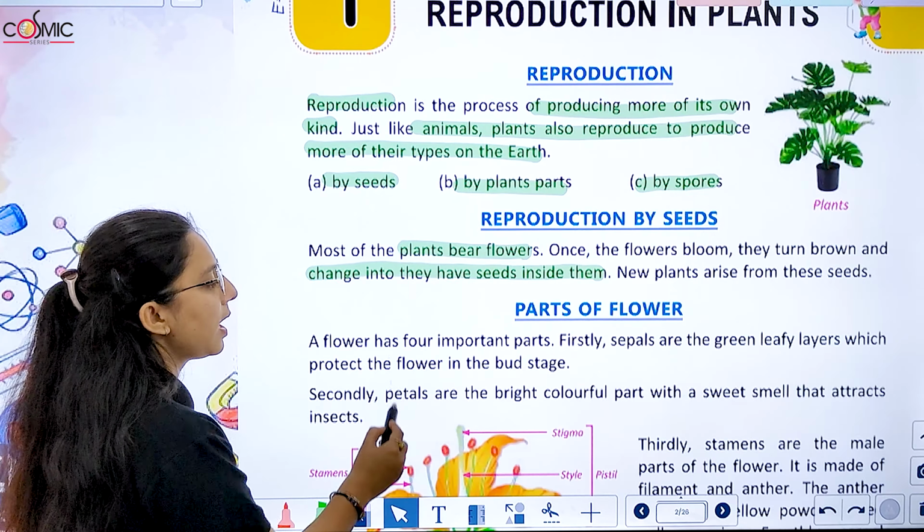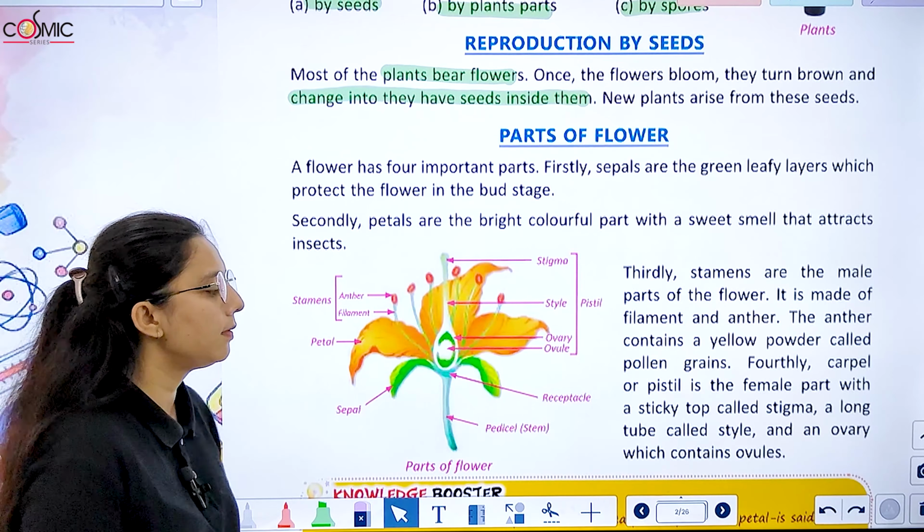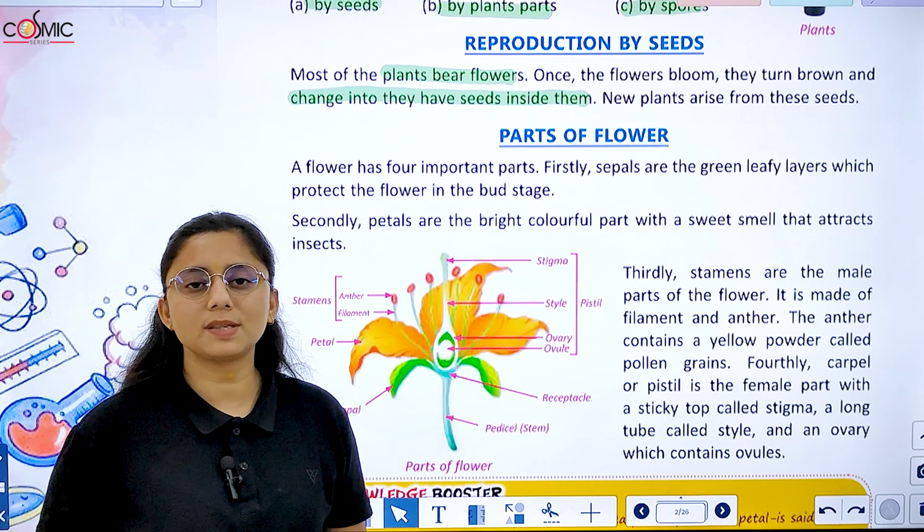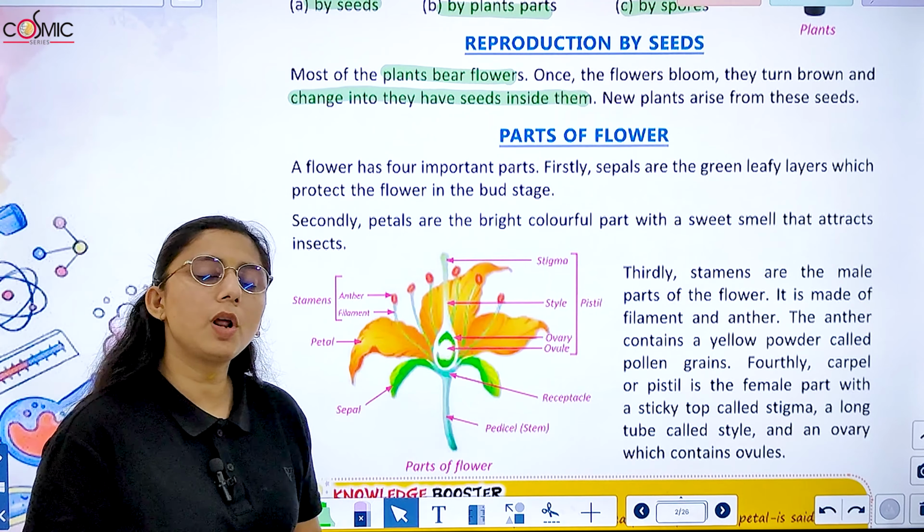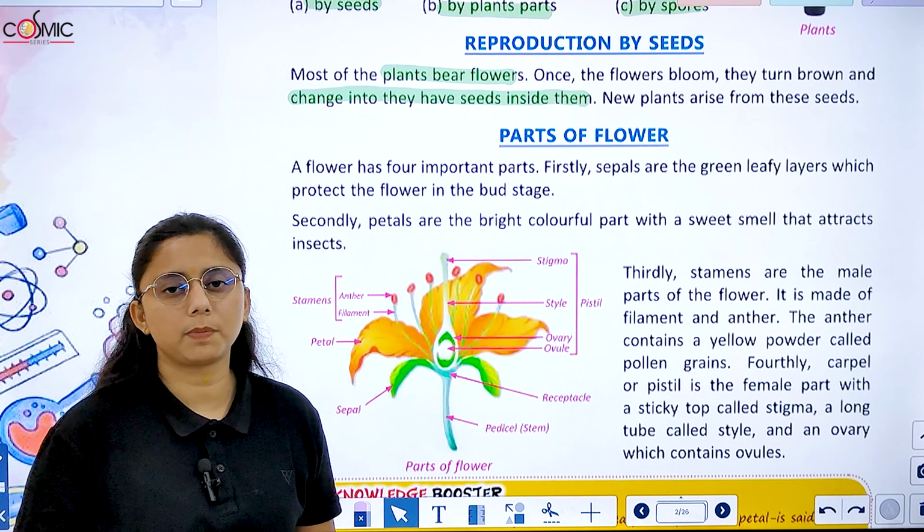Next is parts of flower. We have different parts of flower. We have stigma, stamens, pistils. These are the different parts. We have the male reproductive part and the female reproductive part also.